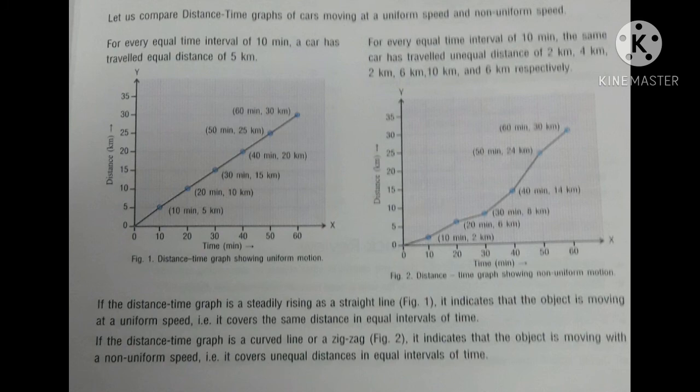If the distance-time graph is steadily rising as a straight line, as shown in figure 1, it indicates that the object is moving at a uniform speed. That is, it covers the same distance in equal intervals of time. If the distance-time graph is a curved line or a zigzag like figure 2, it indicates that the object is moving with a non-uniform speed and it covers unequal distances in equal intervals of time.